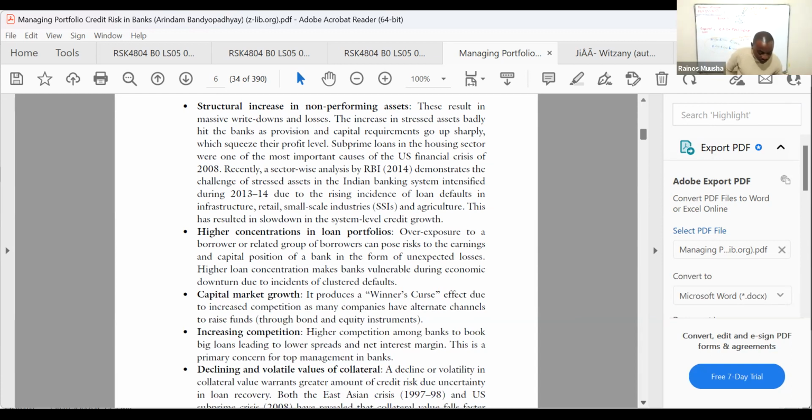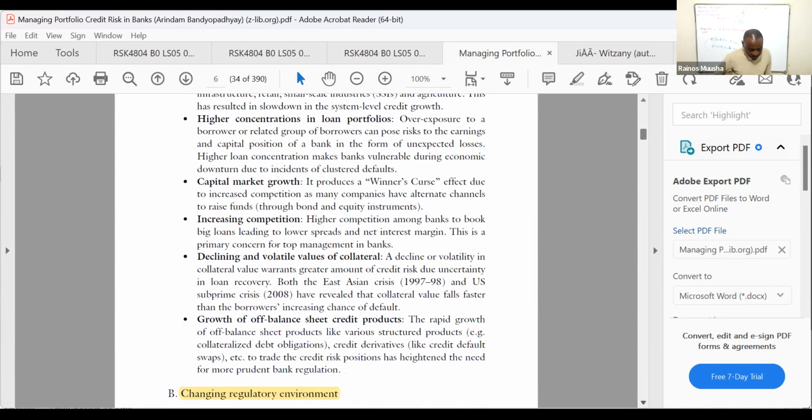The other factor looks at increasing competition, where they say higher competition among banks to book big loans leads to lower spreads and net interest margin. So this is a primary concern for top management in banks. Reason being, due to increased competition, when the profit margin goes down, for the bank to remain competitive and profitable as well, they need to make sure that they also keep a very strong hold on their what?